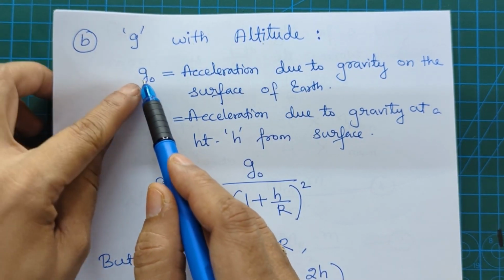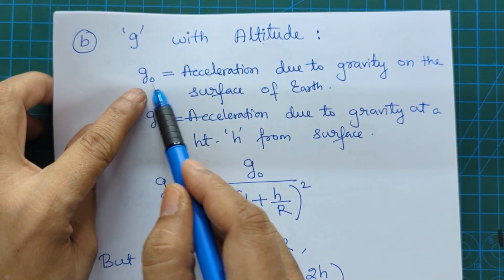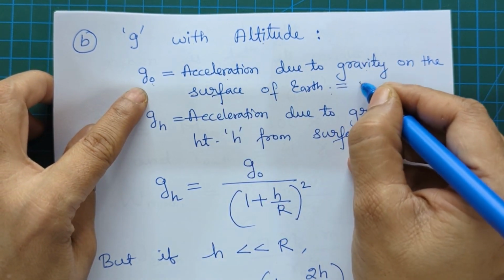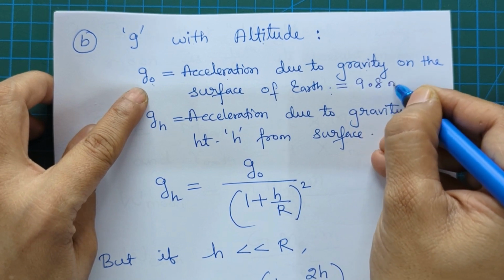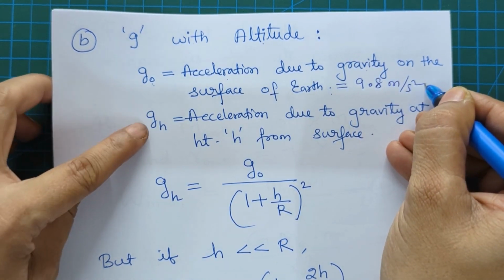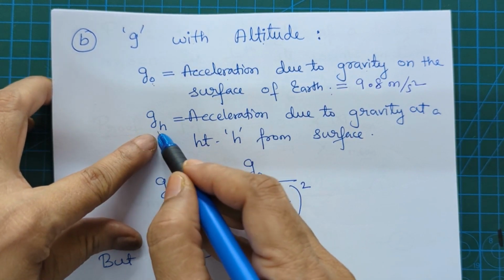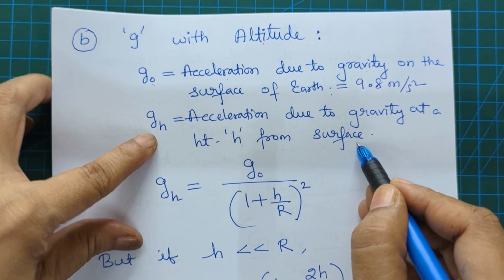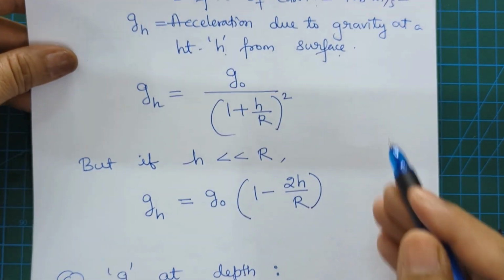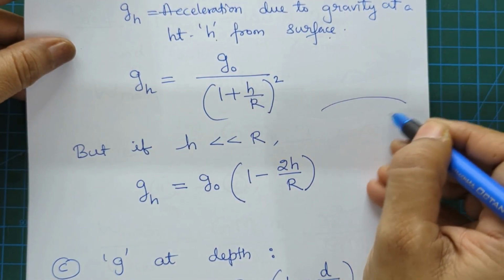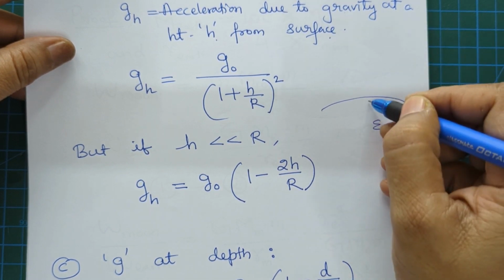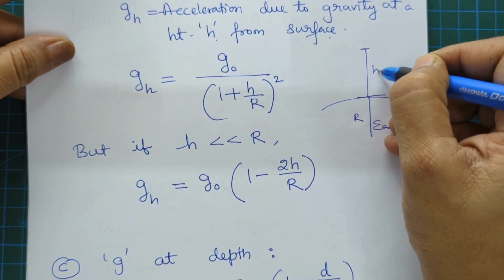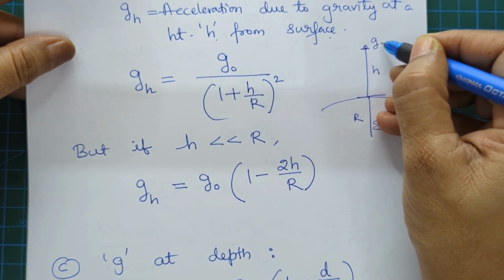So here g naught will be the representation for acceleration due to gravity on the surface of earth, and we know acceleration due to gravity on the surface of earth is approximately 9.8 meter per second square. g subscript h, we will take this notation for acceleration due to gravity at a height h from surface of earth. Now at some height from surface of earth, so this is earth, this is a radius of earth, and from surface some height h.